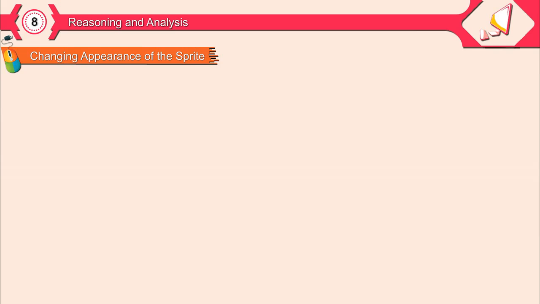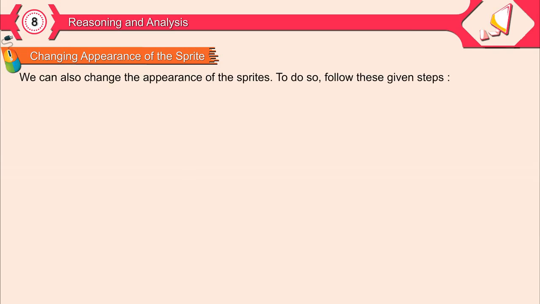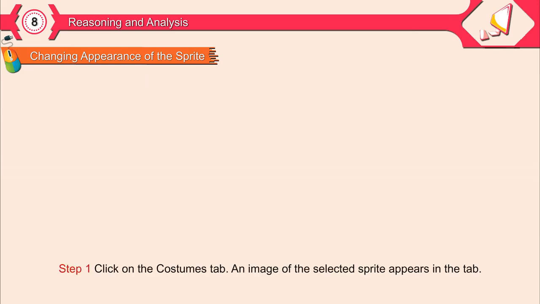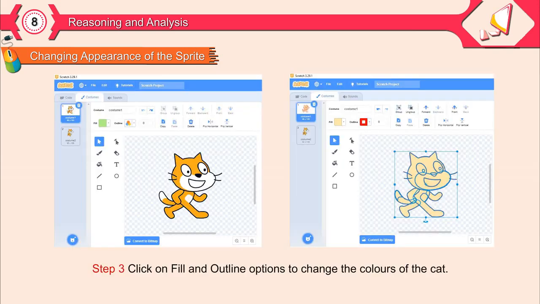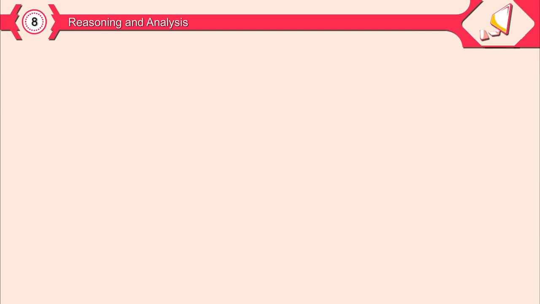Changing appearance of the sprite. We can also change the appearance of the sprites. To do so, follow these given steps. Step 1. Click on the Costumes tab. An image of the selected sprite appears in the tab. Step 2. Click on the image of the sprite. Drag the blue border to select the cat. Step 3. Click on Fill and Outline options to change the colors of the cat.